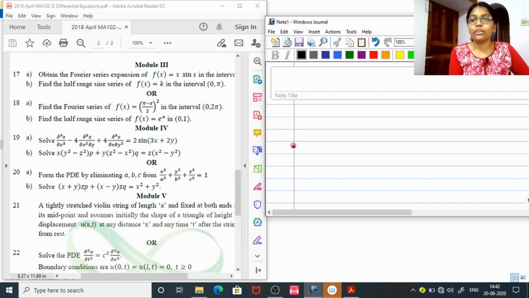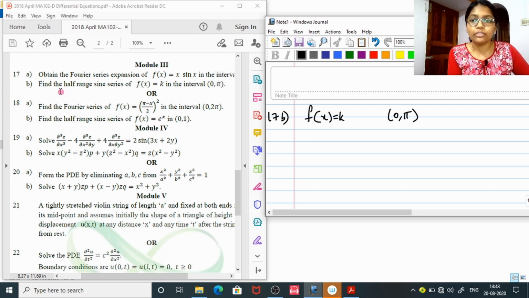So let us continue with doing Fourier series problems. In the last video, we did 18A, we found the Fourier series of f of x equal to (pi minus x) divided by 2, whole square. So today, let us go for 17B. Find the half range sine series of f of x equal to k in the interval 0 to pi.